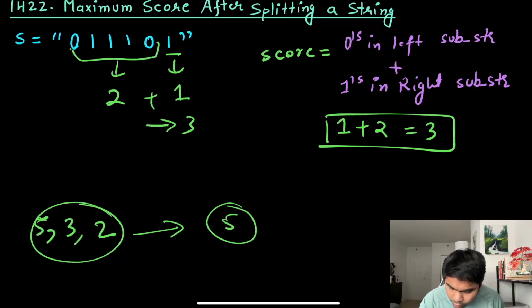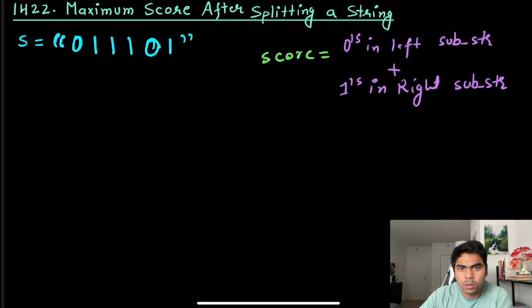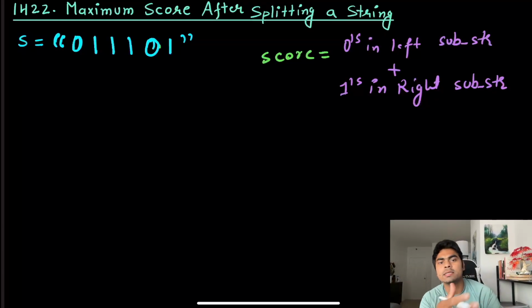Now let's see how we can do it. What would be the brute force solution for this? What do you think? So for the brute force solution, what we can do is we can choose an index where we want to split this string into two parts, given that we are dividing it into two non-empty strings, and then we can count the number of zeros in the first part and the number of ones in the second part.